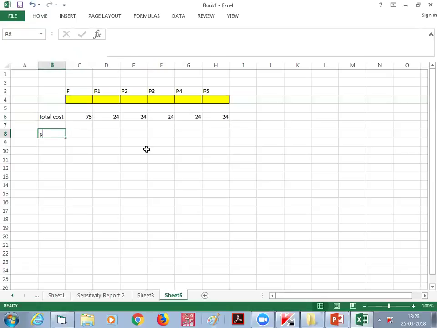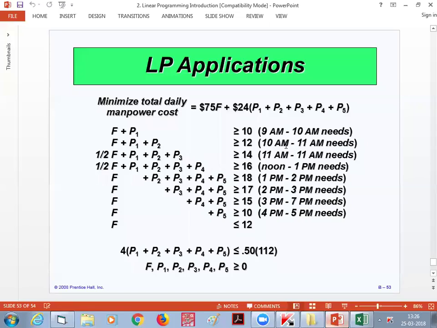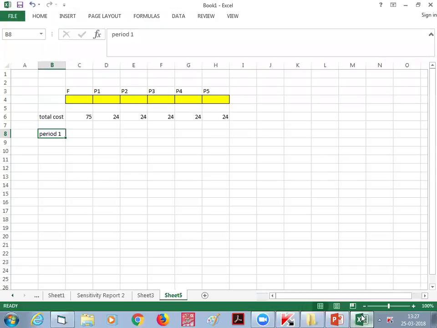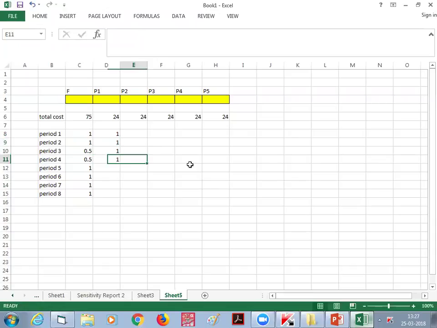Then period 1 to period, how many periods are there? 1, 2, 3, 4, 5, 6, 7, 8. 8 periods. Okay, sure. 8 periods we need here. Now, full-time workers are there for these 2 periods, and then for the next 2 periods, 0.5, and then the rest is 1. And now, basically, these are there for these 4 periods.